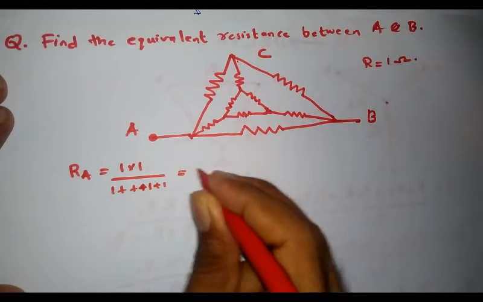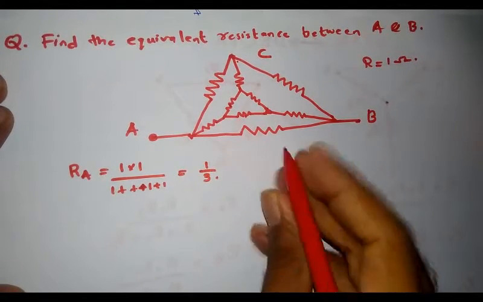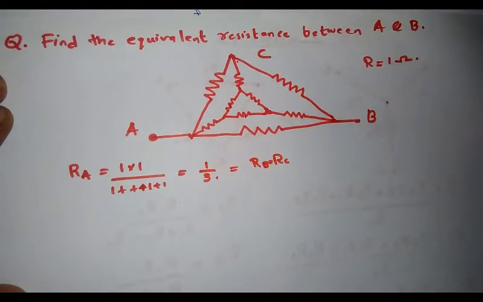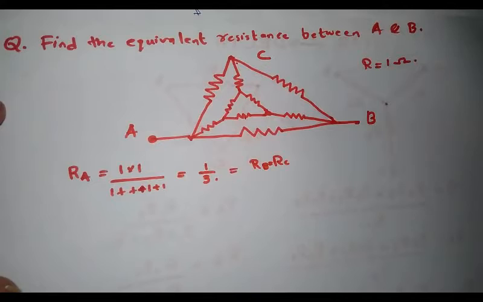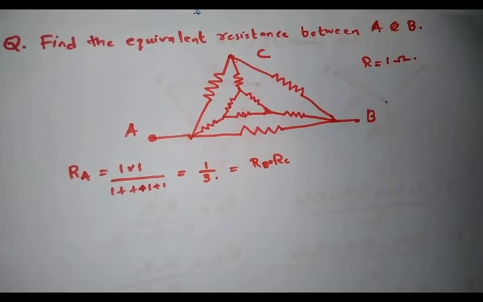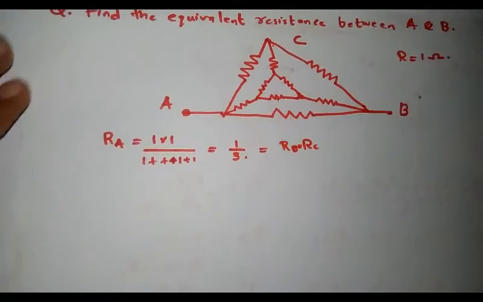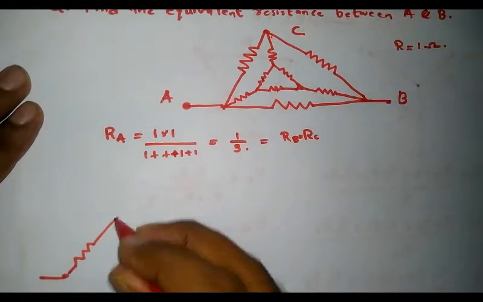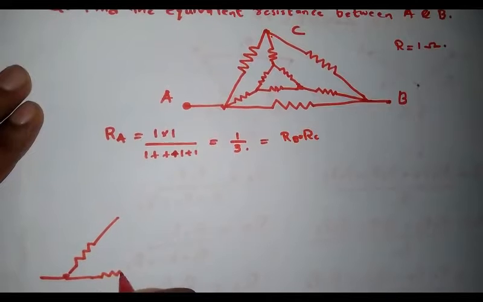That is equal to 1 by 3, and it is also equivalent for RB and RC. All of them are equal to 1 by 3 because all the resistors are equal. Then I can reduce the corresponding network as follows: this is the outermost delta, this is point A, this is point B.